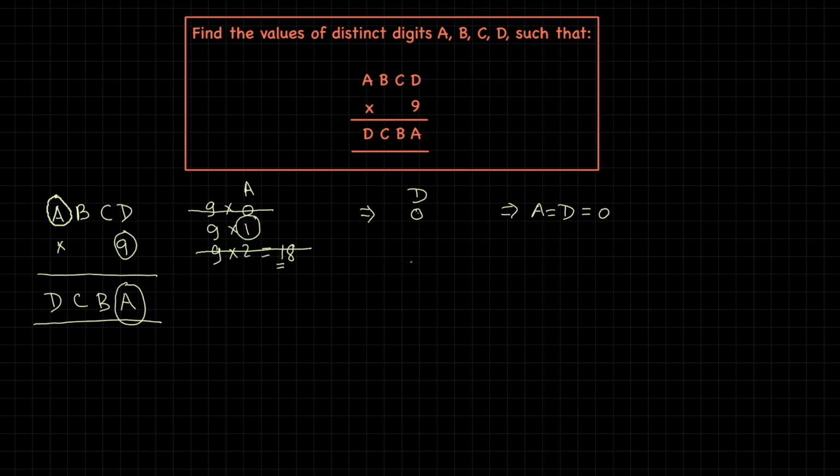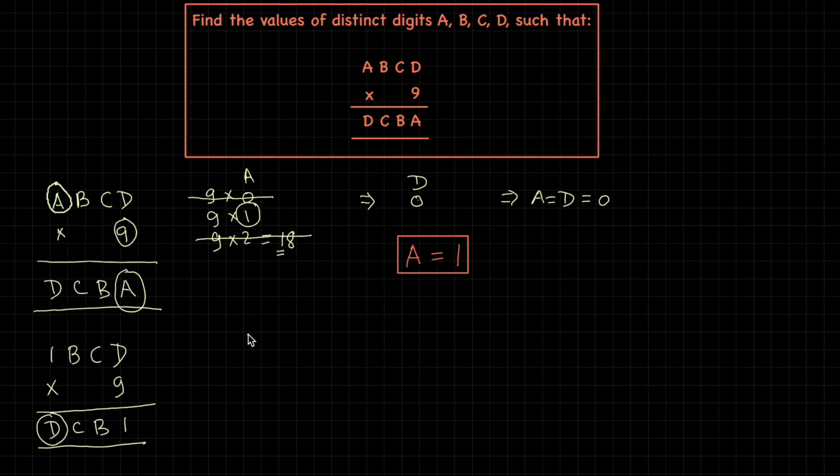So let's write that down in a different color because we found the value of A. So A will be 1. Next, let's look at what happens with D. D is a result of multiplying 9 by 1, plus there could be some carry here from the previous operations. I'm going to call that K. So D will be 9 times 1 plus some carry K.